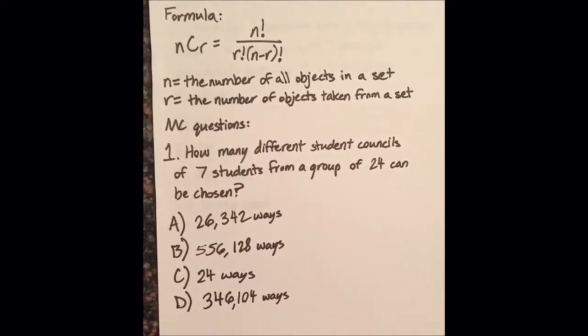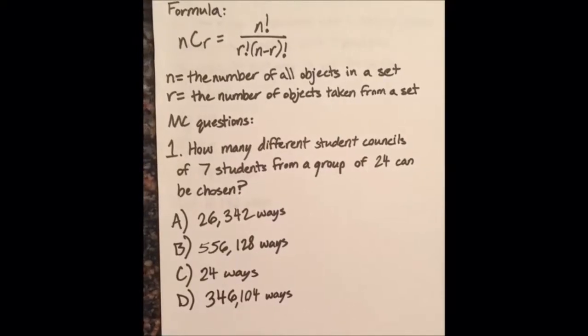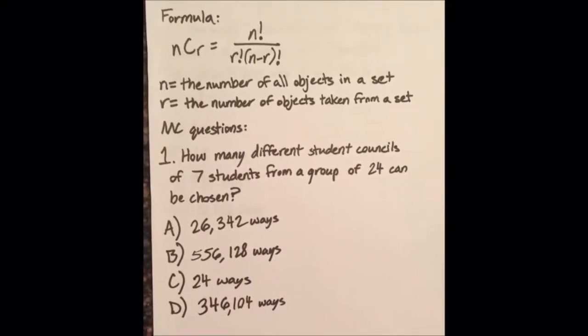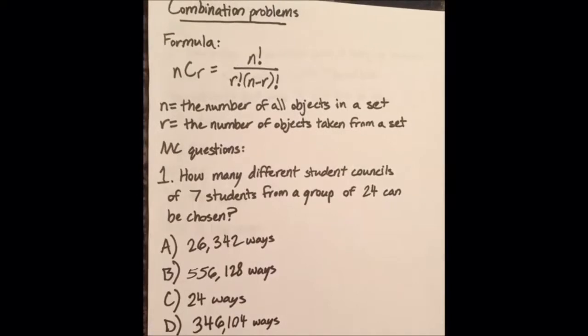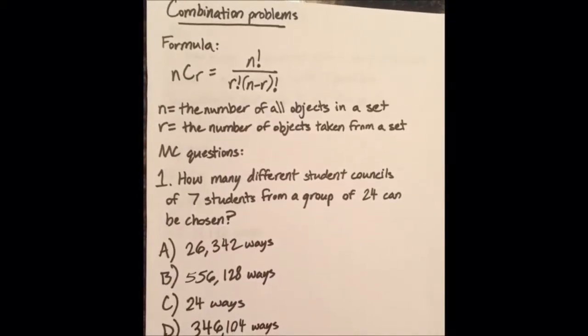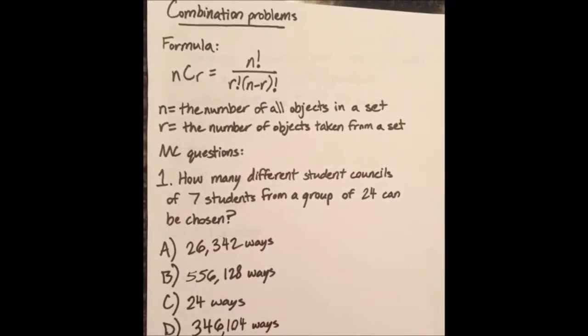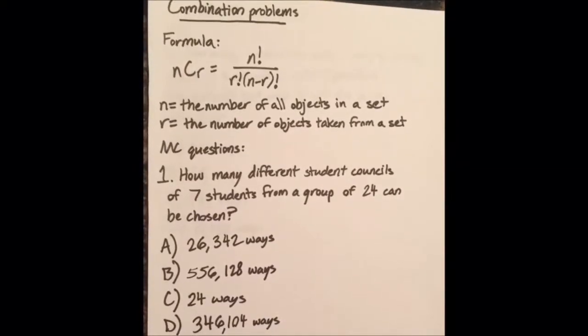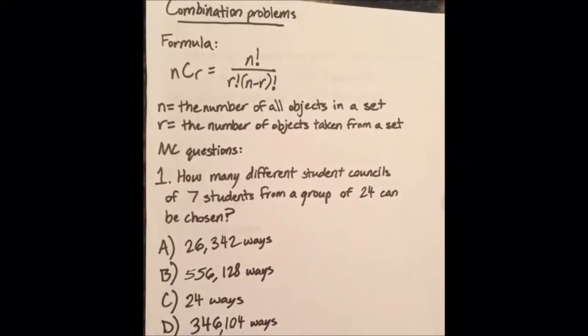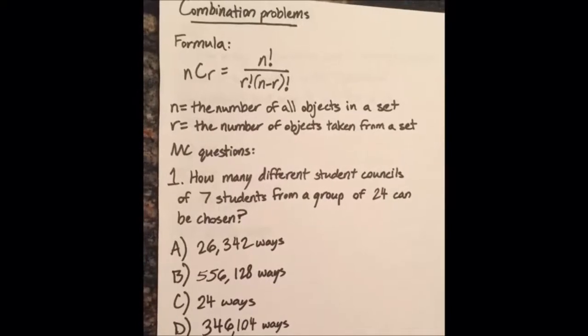So our first question: how many different student councils of 7 students from a group of 24 can be chosen? A, 26,342; B, 556,128; C, 24; or D, 346,104.